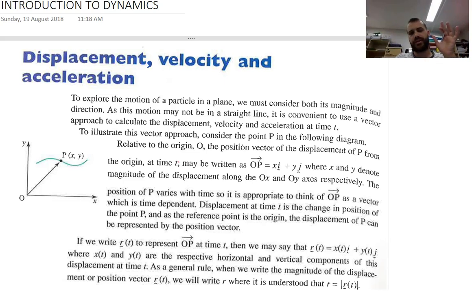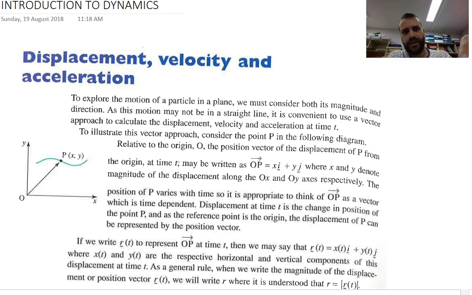Okay, so we're looking at dynamics: displacement, velocity, acceleration. We've done this before, but we're just sort of upping the ante a little bit here. The important thing to note is that this motion may not be in a straight line. Last time we did dynamics, everything moved in a straight line in one dimension. We would take something from a cliff and drop it down, and it would fall straight down, or there was a sprinter and he'd run in a straight line.